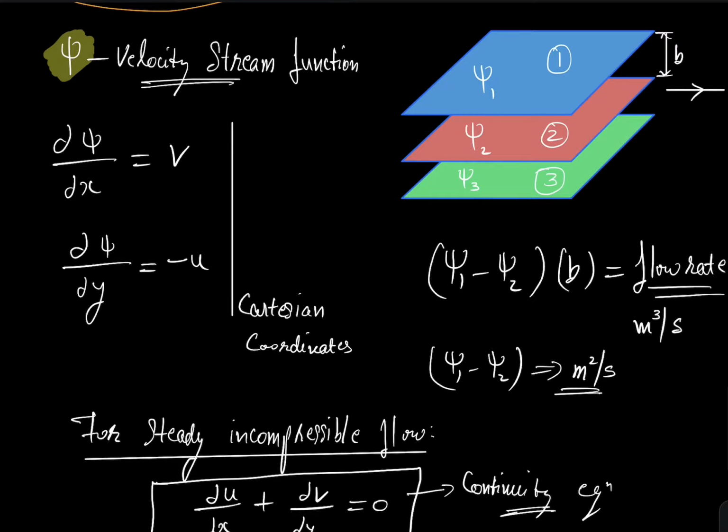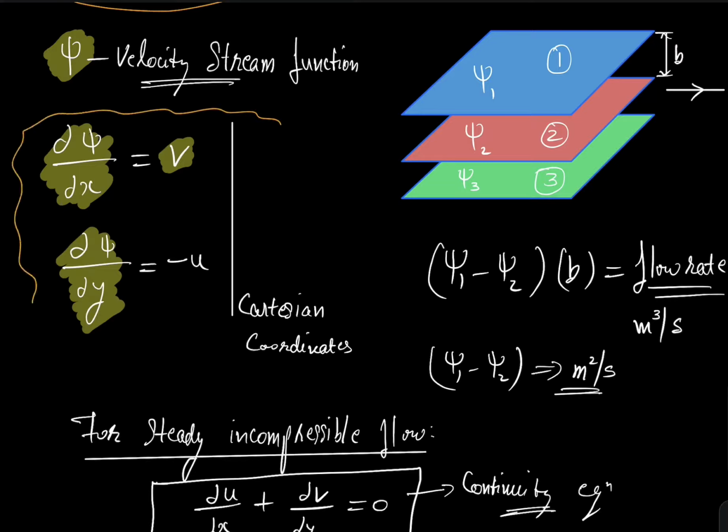First of all, let us see what is the basic equation for velocity stream function, right? So first of all, del psi by del x is equal to v. V is velocity in y direction. Next is del psi by del y is equal to minus of u. What is u? Velocity in x direction. So this is my equation in Cartesian coordinates for velocity stream function.